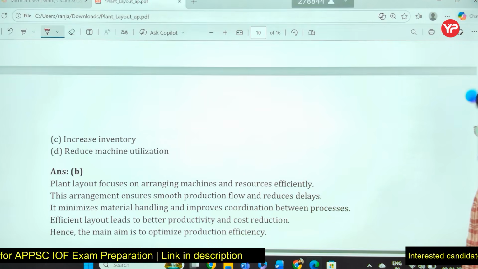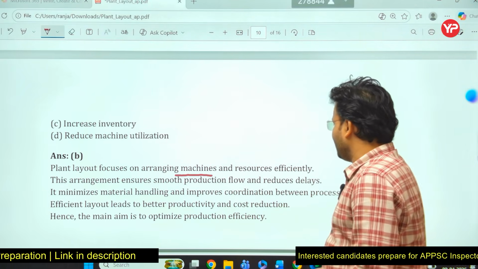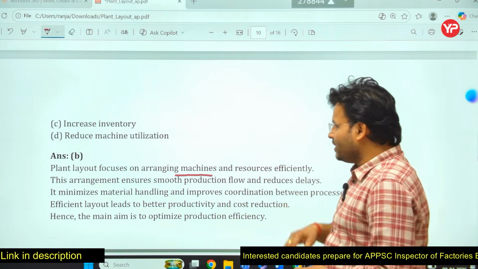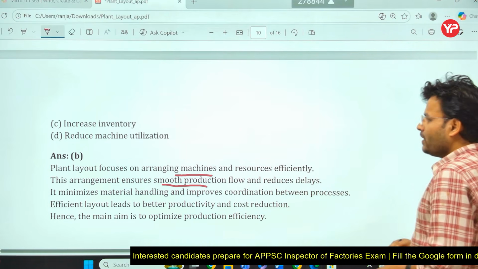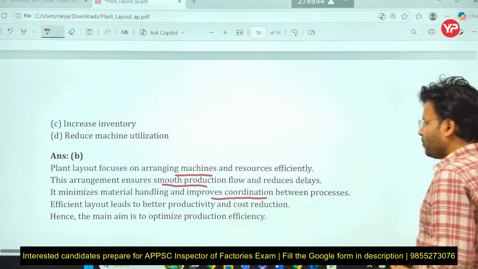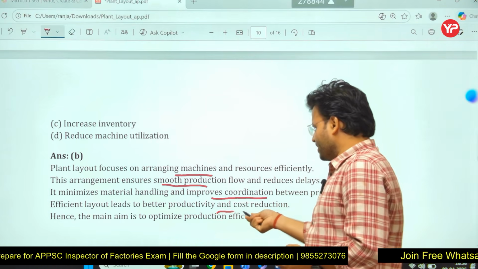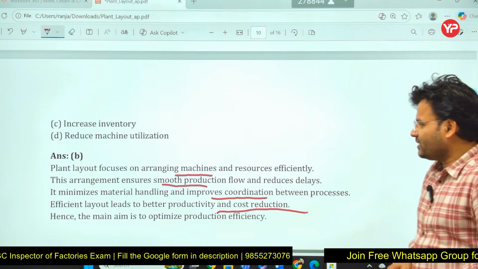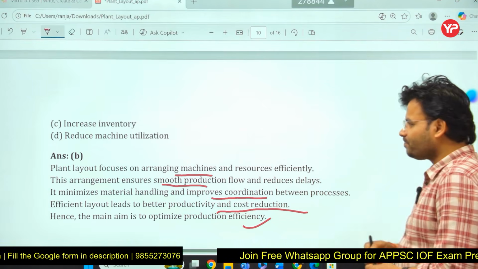Okay, so simply we can see here that plant layout focuses on arranging the machines and resources efficiently. This arrangement ensures a smooth production flow and reduces delay. It minimizes material handling and improves coordination between the processes. Efficient layout leads to better productivity and cost reduction. Hence the main aim is to optimize production efficiency.